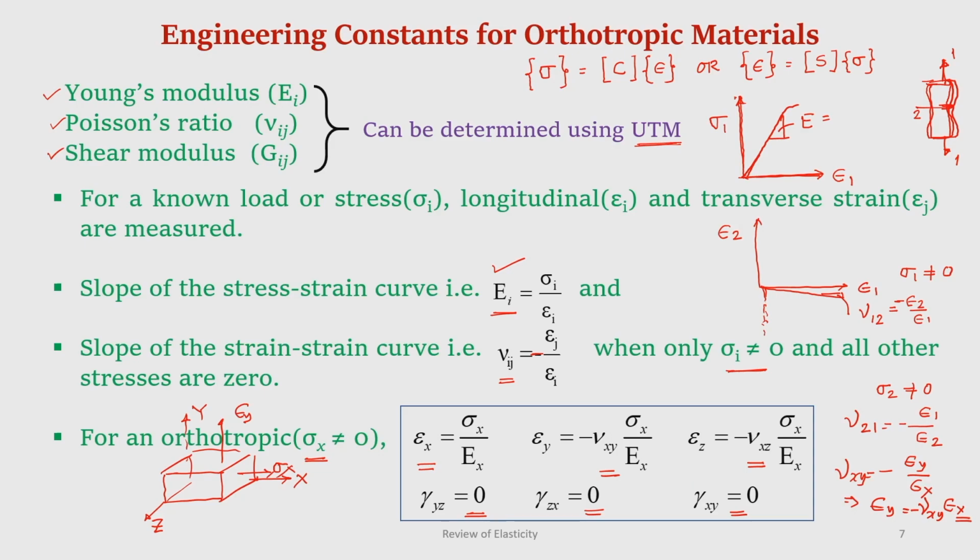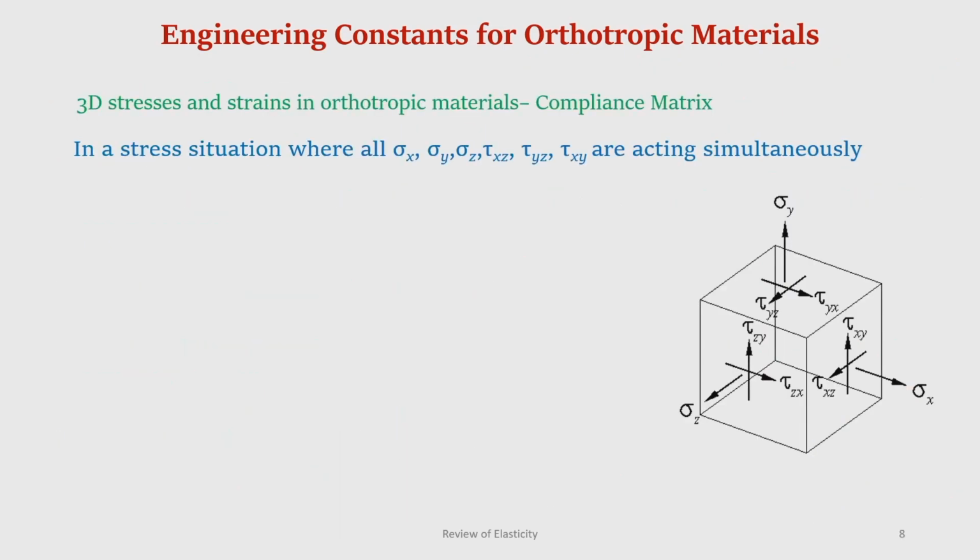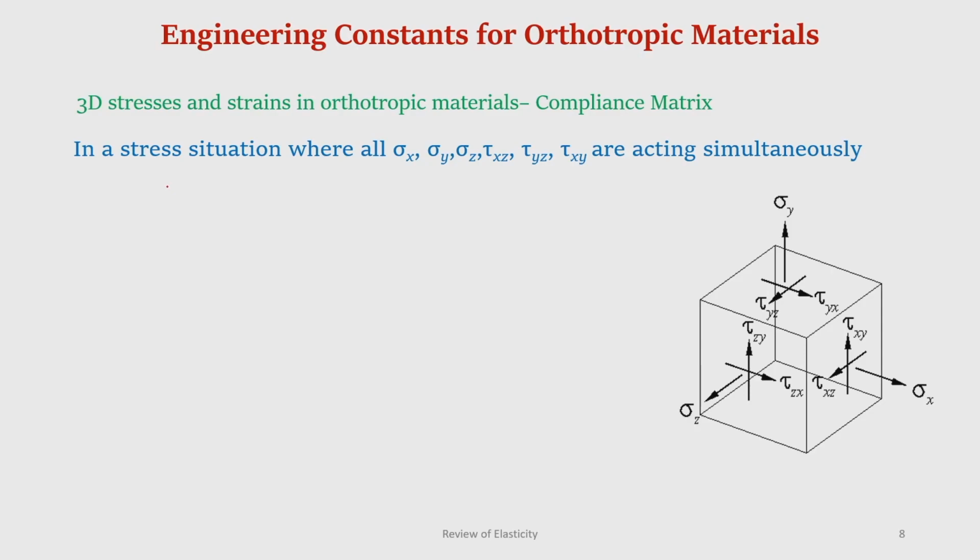Now, we can extend this when all the stress components are simultaneously applied. Suppose in an orthotropic material, again we take that x, y, z are the mutually perpendicular planes of material property symmetry. Now, suppose it is first subjected to only sigma x. What will be the strain along x? Strain along x will be sigma x by E x.